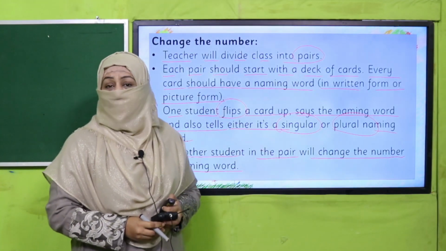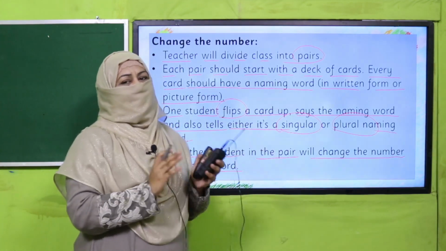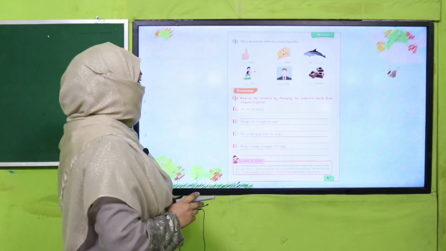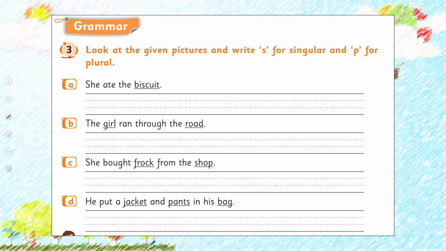Yes, my dear children, now you have changed many naming words, number of naming words from singular to plural and plural to singular. Let's practice this concept from your book. All of you open your book on page number 51. What we are going to do, it's question number 3. Look at the given. You have to read these sentences and the naming word which has been already underlined. First, you'll have to find out if it's singular or plural. You will rewrite this sentence over here by changing the number of this naming word which is underlined. Okay? Do you understand? Okay, pause the video, complete this task in your book, and then come back.